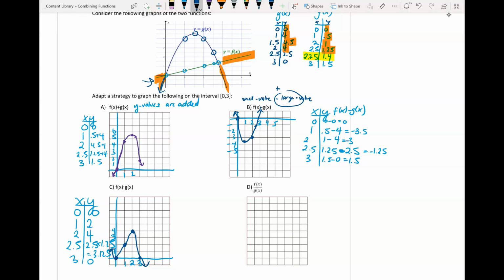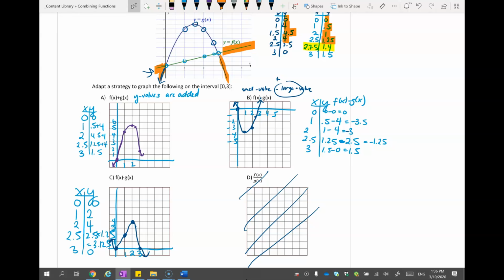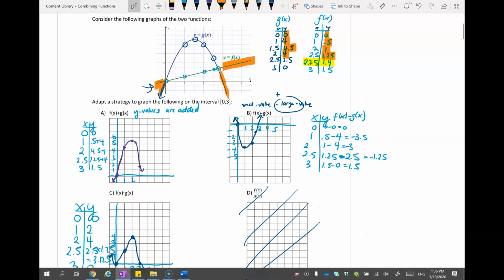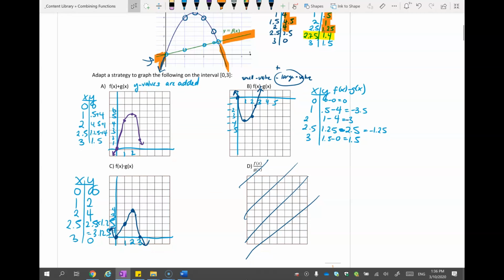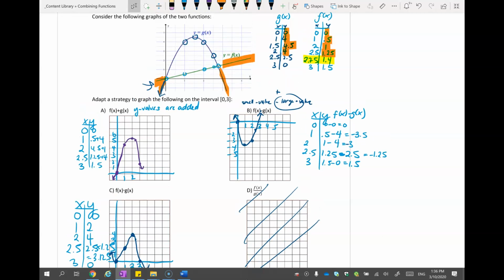As for the next one, I wouldn't worry about this because we'll never really see it in any assessments or anything like that. But the same principle would apply if you do f of x divided by g of x. You would divide your y values, and whenever you divide by 0, this does create an asymptote. So keep that in mind.